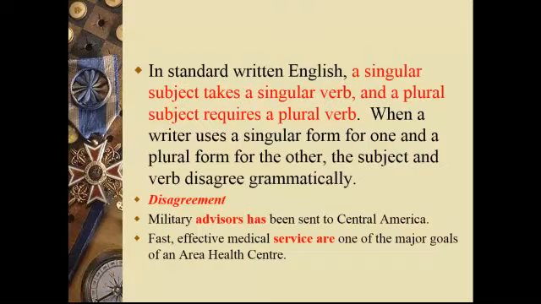In standard written English, a singular subject takes a singular verb, and a plural subject requires a plural verb. When a writer uses a singular form for one and a plural form for the other, the subject and verb disagree grammatically. Let's look at our first two examples under disagreement.